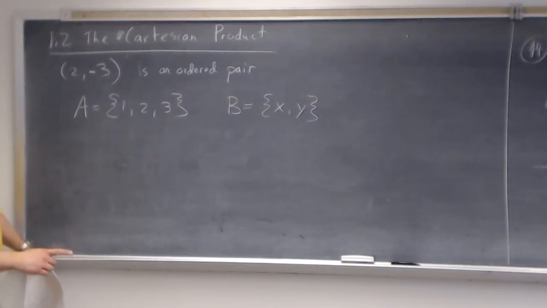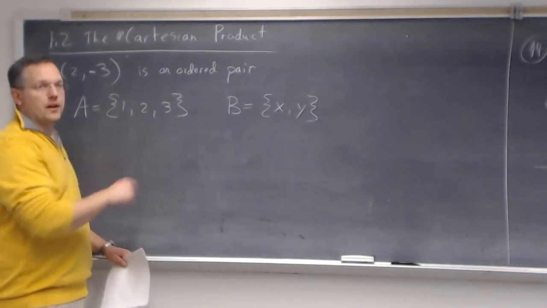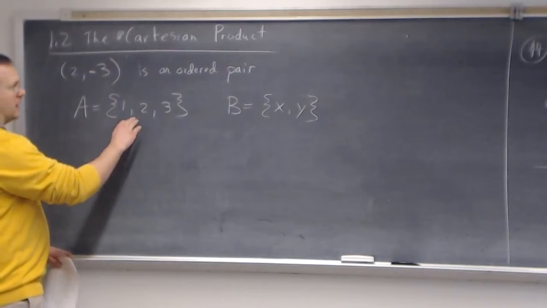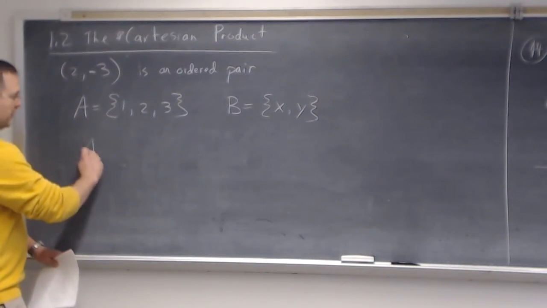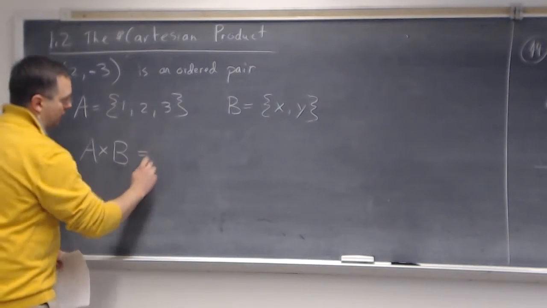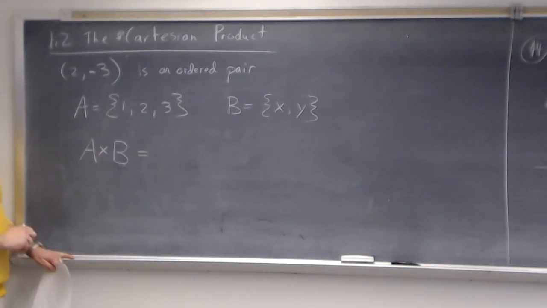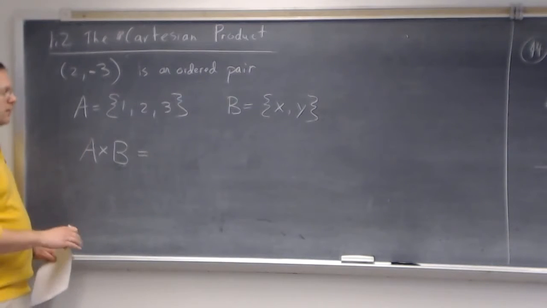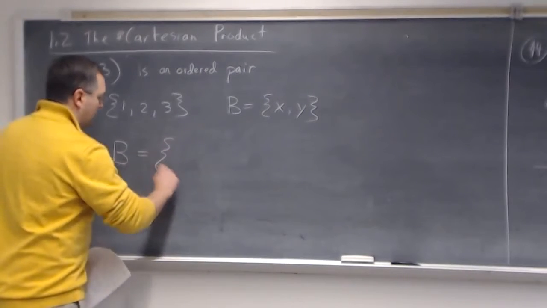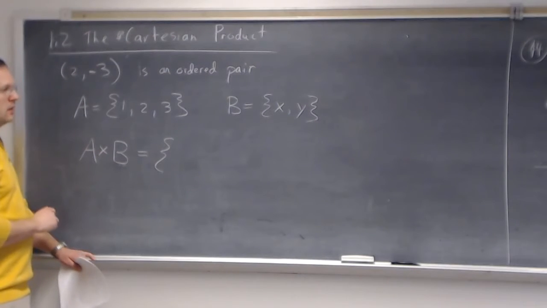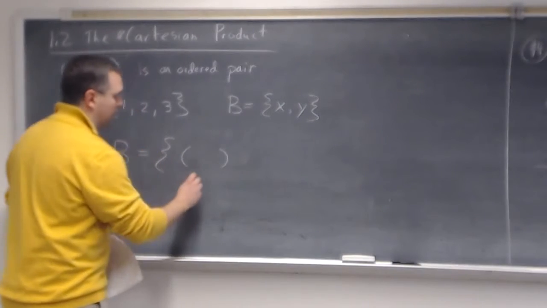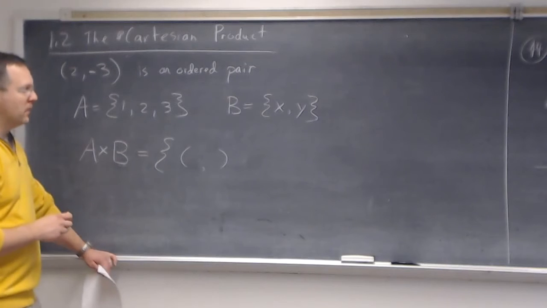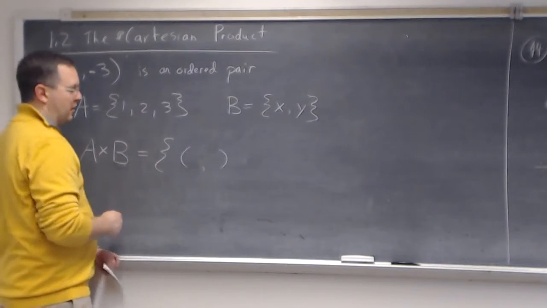And I'm going to form ordered pairs from the elements of A and B. The way I'm going to do it is I'm going to take the first coordinates from A and the second coordinates from B. What you end up with is what we call the Cartesian product. You talk about A cross B, or you can say the Cartesian product of A and B. So I'm going to list out what this set is. It's going to be a set of ordered pairs. So every element inside A cross B has a set of parentheses separated by a comma.